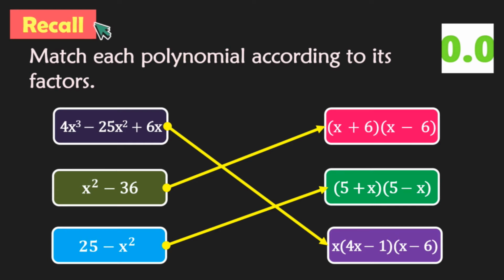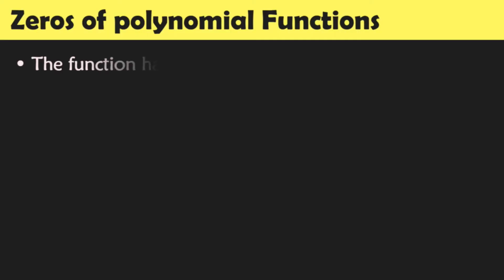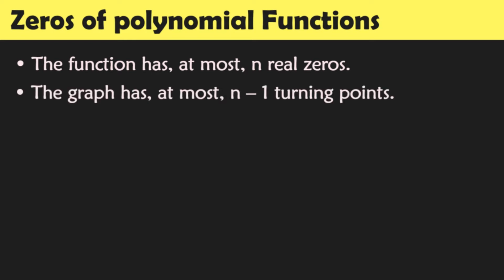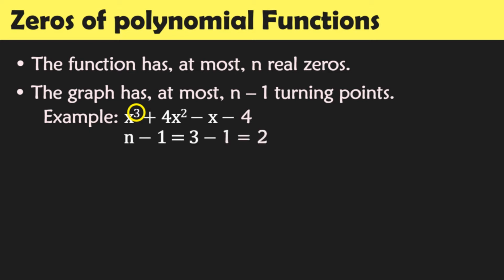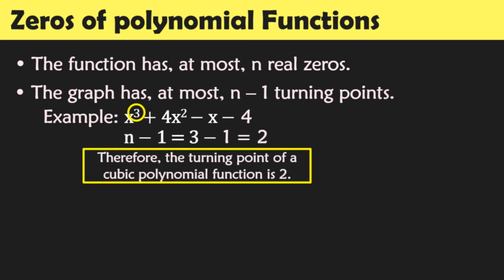To begin with, let us know what is zeros of polynomial function. It can be shown that for a polynomial function of degree n, the following statements are true. The function has at most n real zeros. The graph has at most n minus 1 turning points. Example, x cubed plus 4x squared minus x minus 4. As you can see, the highest degree in this example is 3. So our n minus 1 will become 3 minus 1 equals 2. Therefore, the turning point of a cubic polynomial function is 2.